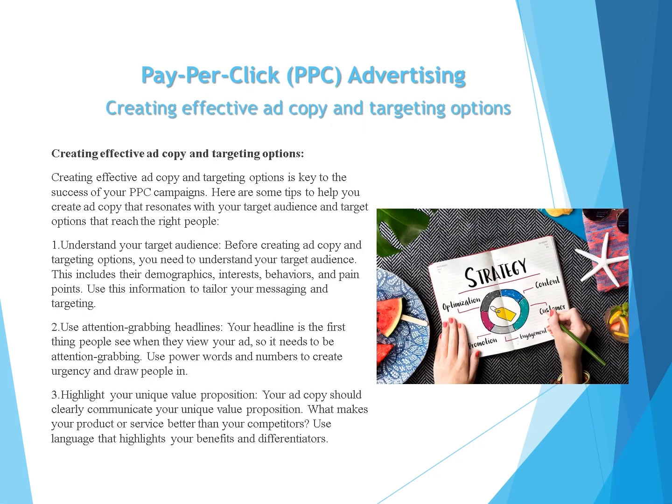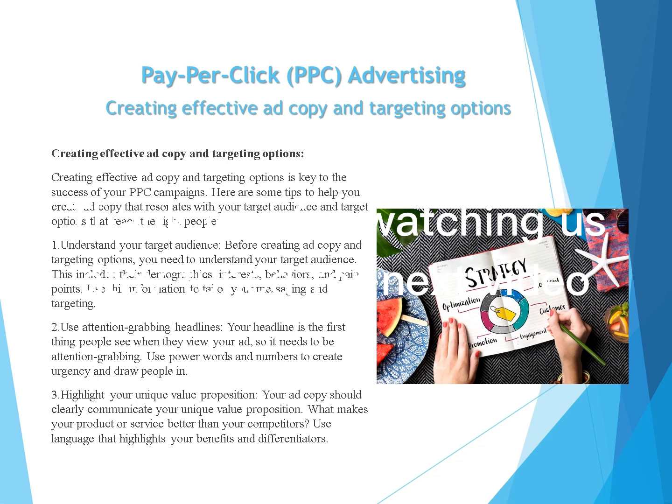Creating effective ad copy and targeting options is key to the success of your PPC campaigns. Here are some tips to help you create ad copy that resonates with your target audience and targeting options that reach the right people. 1. Understand your target audience before creating ad copy and targeting. 2. Use attention-grabbing headlines. Your headline is the first thing people see when they view your ad, so it needs to be attention-grabbing. Use power words and numbers to create urgency and draw people in.